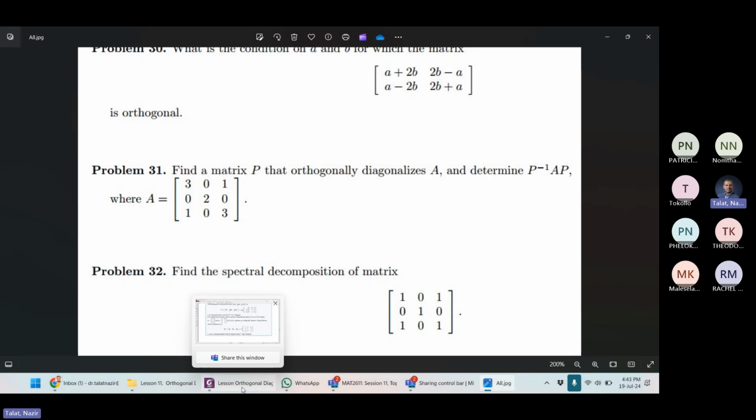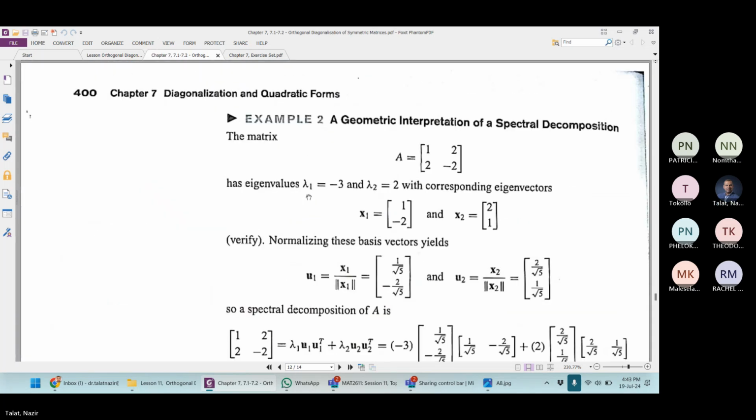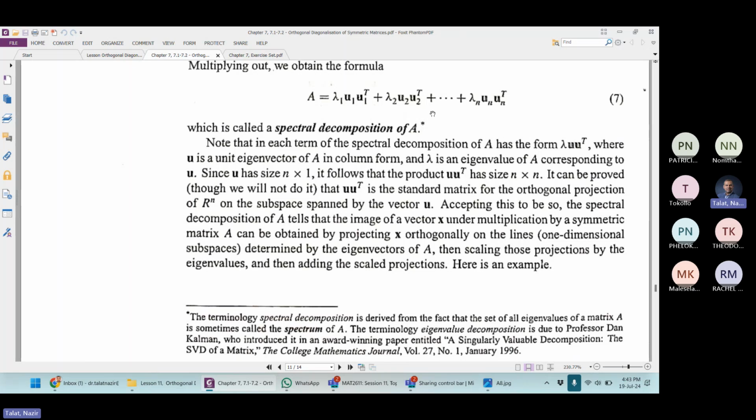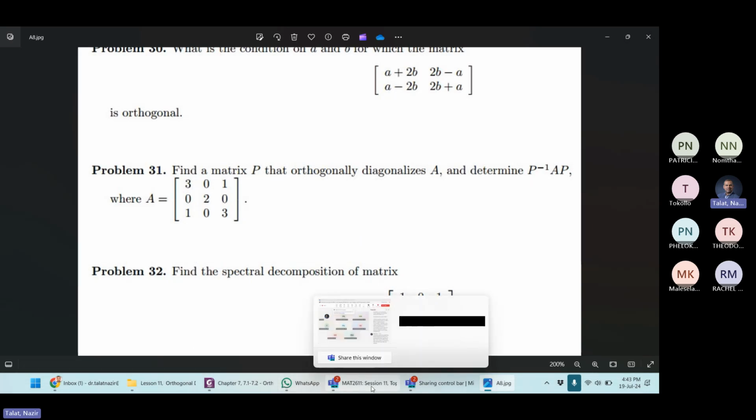We know that the spectral decomposition is A equals lambda 1 u1 u1 transpose plus lambda 2 u2 u2 transpose plus lambda 3 u3 u3 transpose, which is already available over here. And remember, for this you need to verify it and write the expression, where u1, u2 and u3 are the orthonormal eigenvectors of the matrix. So this is the topic. If you have any question, you can ask your question.